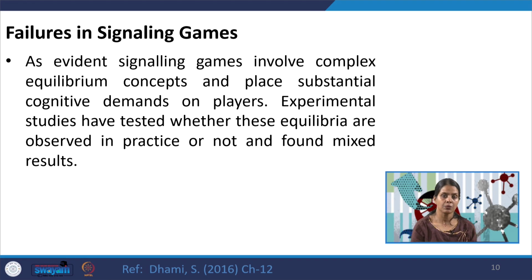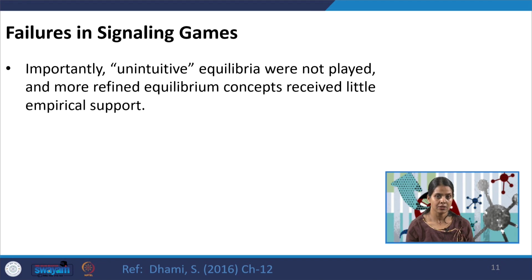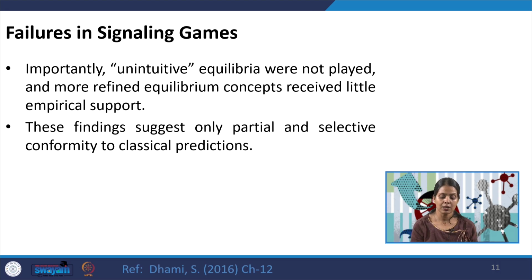Experimental studies have tested whether these equilibria are observed in practice and found mixed results. While one type of sender conformed closely to the predicted equilibrium, here sender refers to player 1, surviving the intuitive criterion, the other type initially deviated but improved over time. So, with repeated games, the outcome was actually closer to the predicted ones. Importantly, unintuitive equilibria were not played and more refined equilibrium concepts received little empirical support. These findings suggest only partial and selective conformity to classical predictions.